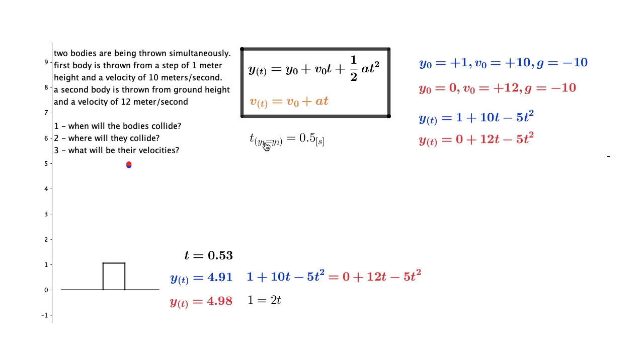So that answers the first question. The second question is, of course, where will they collide? Where in space will they collide with one another? And the convenient thing is we can plug in this value of t into either equation, into the blue equation or the red equation. And of course, we should have the same result. That's the whole basis of how we solved the first part.